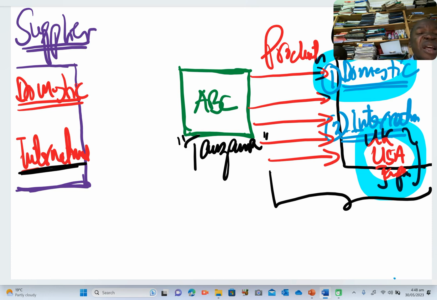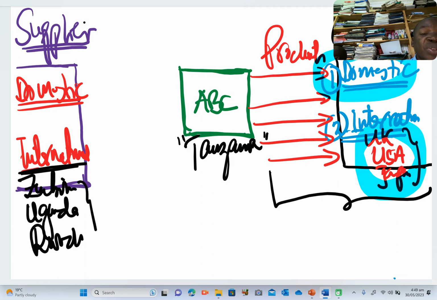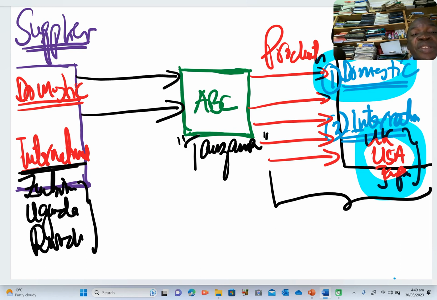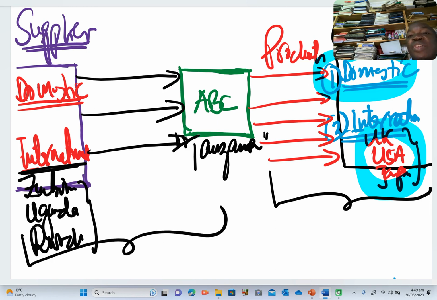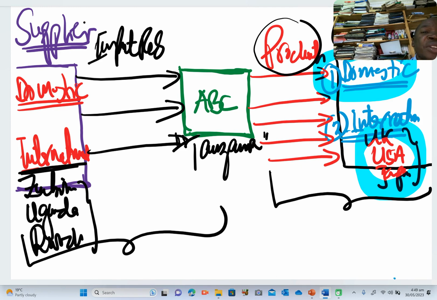For example, if this supplier is getting copper from Zambia, say, it is getting copper from Uganda, accordingly Rwanda. So as you see here, this is now international. So this is the flow of raw materials in order to enhance the trade. So this is products and this is raw material inputs. So we are saying input resources. Am I clear from here?